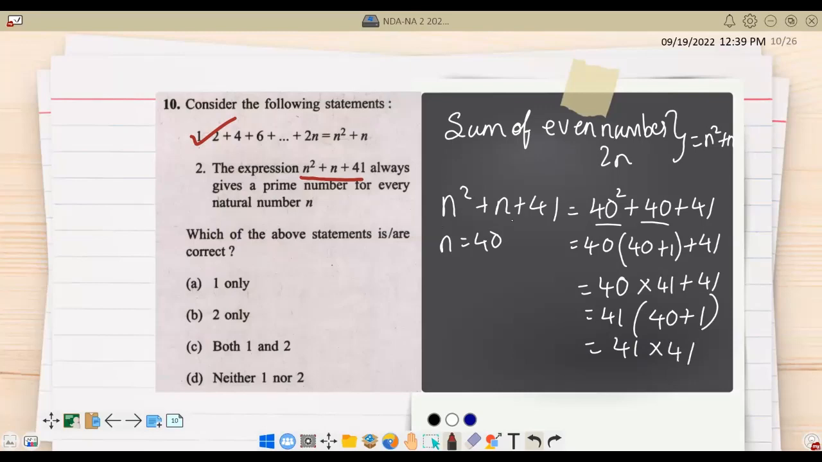So this whole expression will be what? 41 square. So it is not a prime number because 41 is a factor of this number. So it is not a prime number for the natural number n equal to 40. So we can't say n square plus n plus 41 is a prime number. The statement is wrong. So the answer is statement 1 only correct.